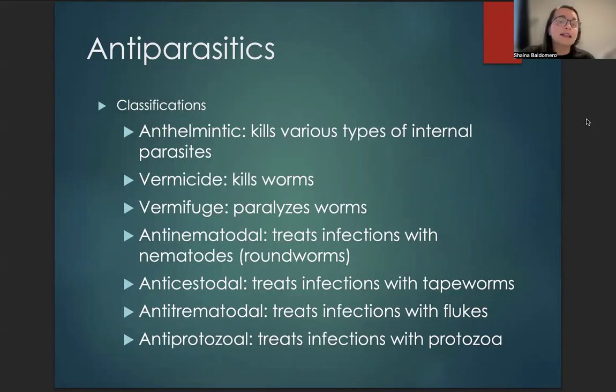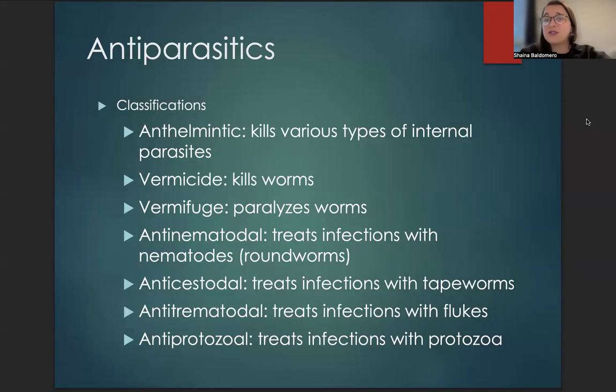There's antitrematodal, which treats infections with flukes, and antiprotozoal, which treats infections with protozoa. So, depending on what parasite they have will absolutely determine the type of dewormer that we use. This is why we have to do fecal testing before we treat for parasites.